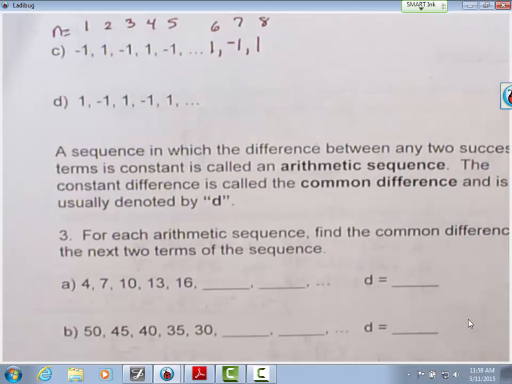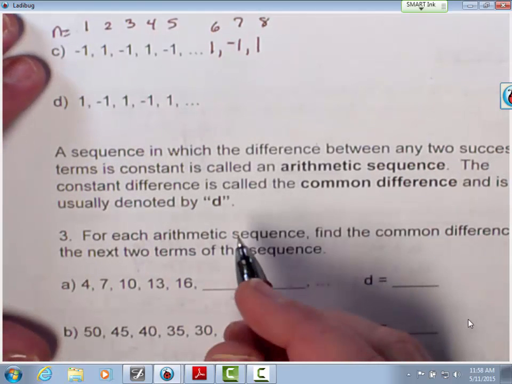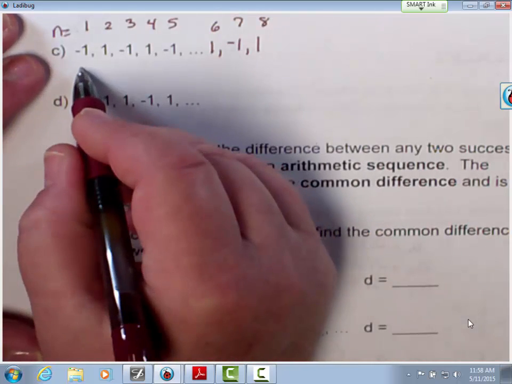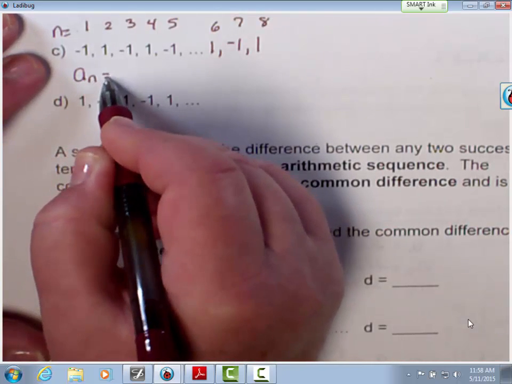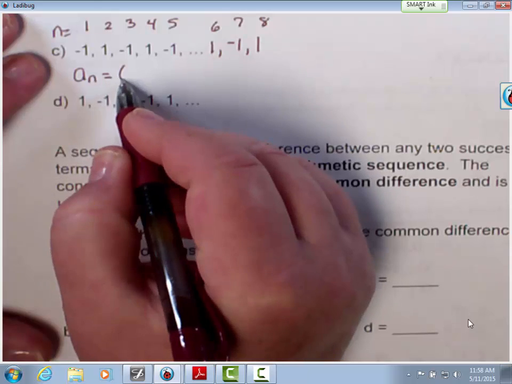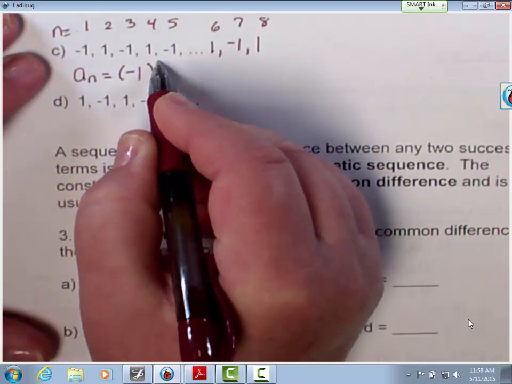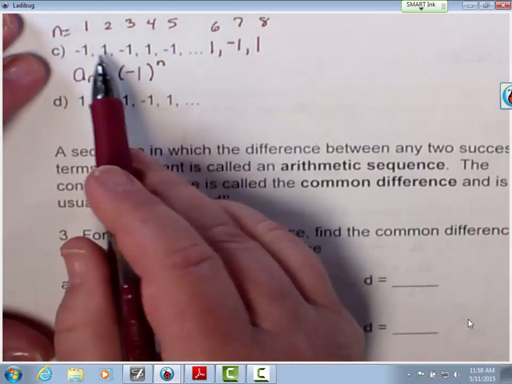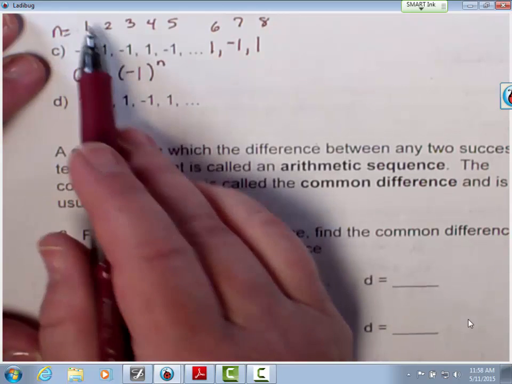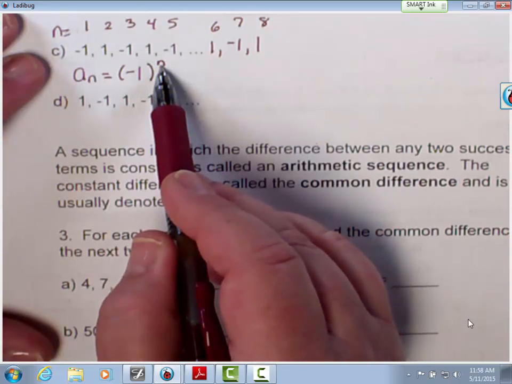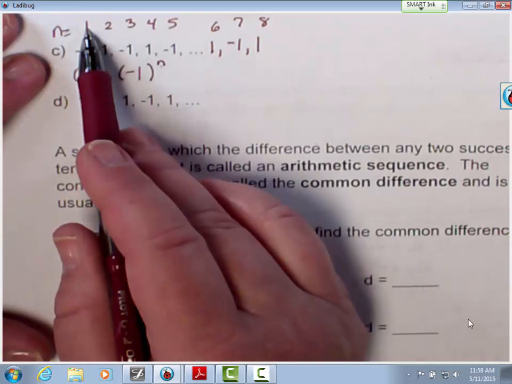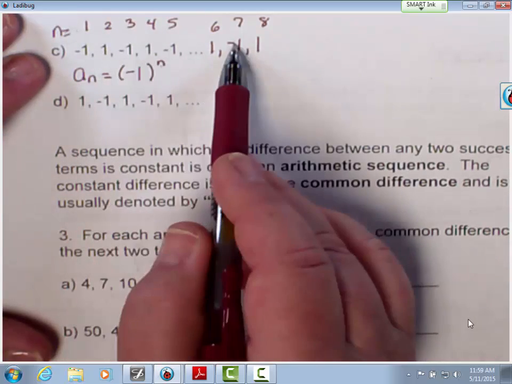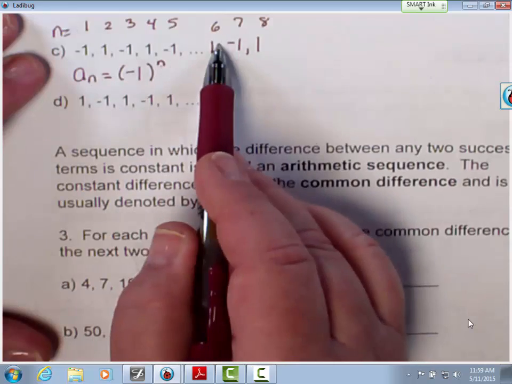it's just 1. So this one took a little more thought, and I finally figured it out that this means that a sub n would have to be negative 1 to the nth power, because that's how we get that alternating negative positive, is we change the power. Odd powers give me negatives. Right? Even powers give me positives.